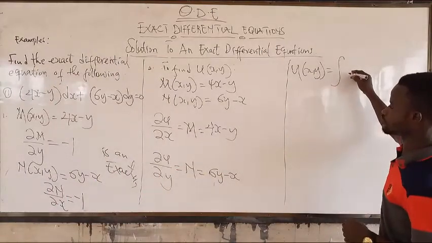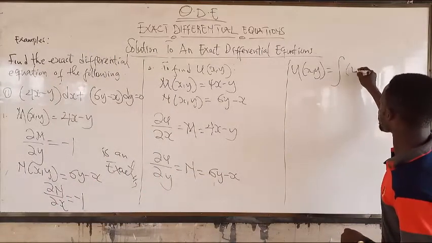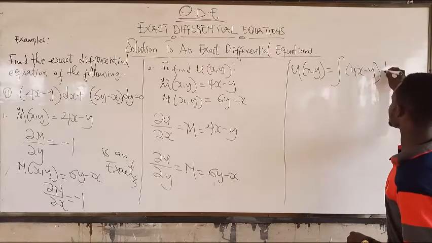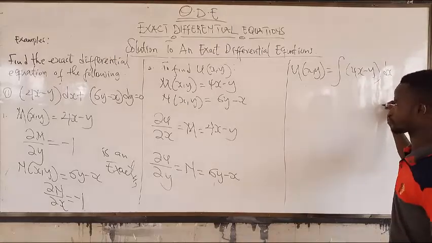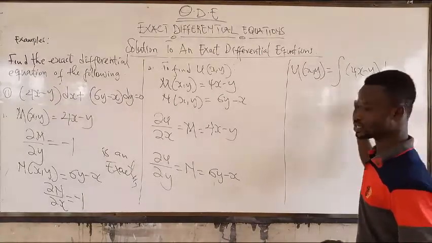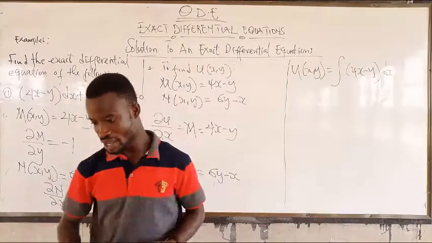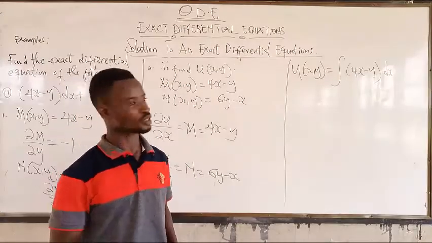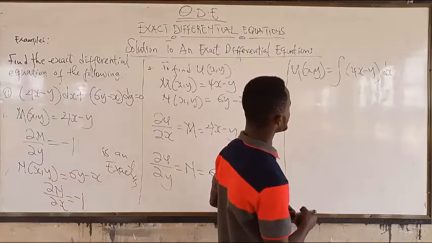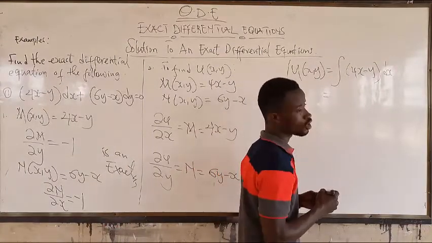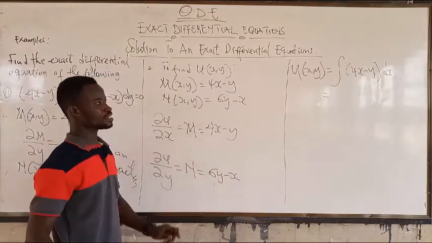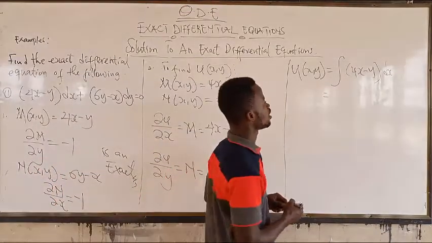So I pick 4x minus y and integrate with respect to x. Alright? So I'm going to integrate this with respect to x. And what is that going to give me? Now, when you are integrating this, you can also go for this, okay? But please, let's stick to one thing.